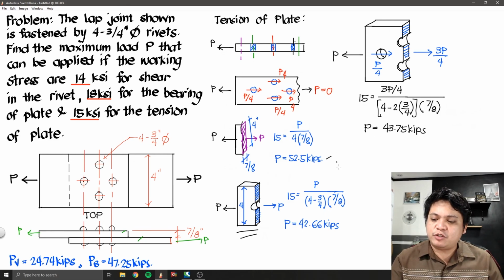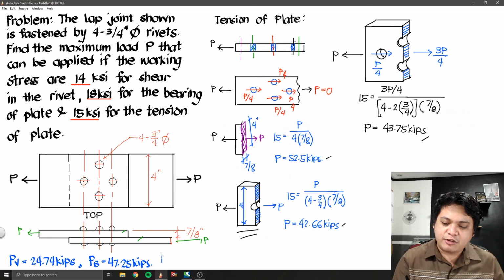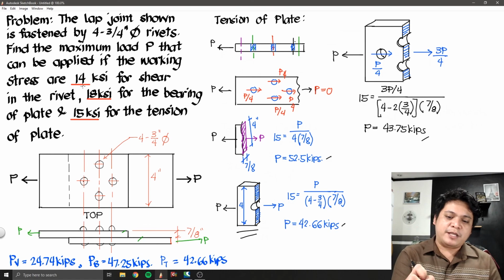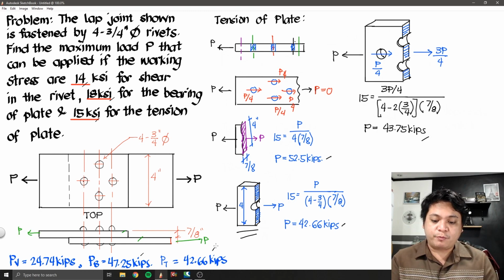Between the three, 52, 42, and then 43, we will take the capacity of the plate. So, the smallest. Let's call it PT. So, our PT, the smallest, our governing value is 42.66 kips. Okay? So, the largest P, based on 14 KSI, you have 24.74. Based on 18 KSI, you have 47.25. And based on the 15 KSI, you have 42.66.